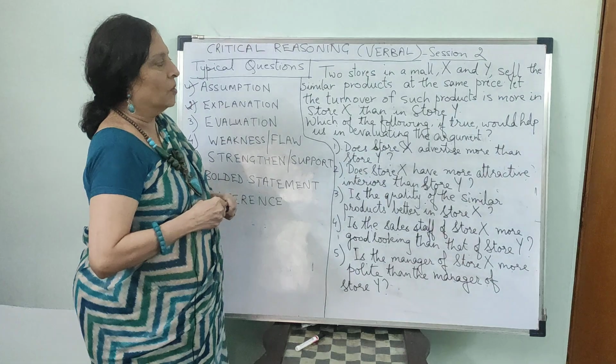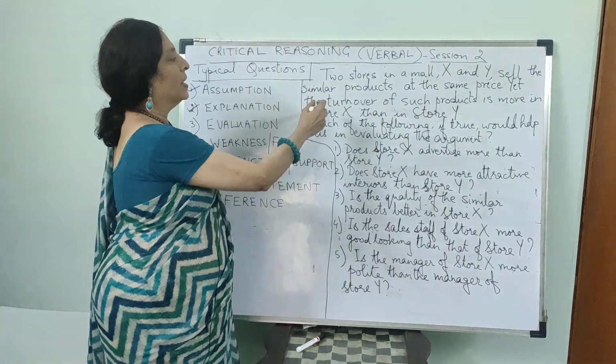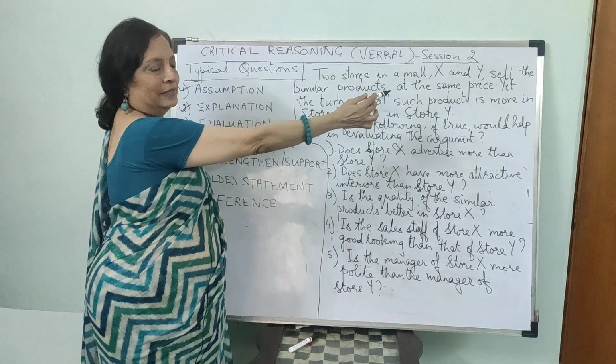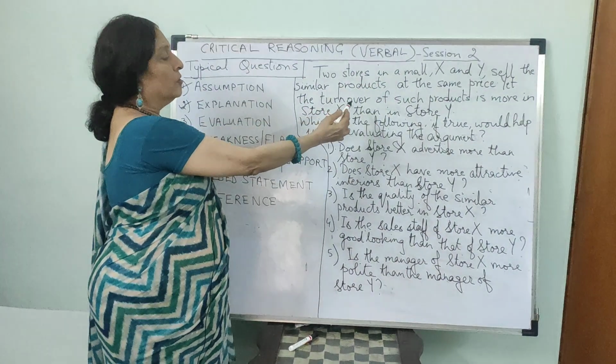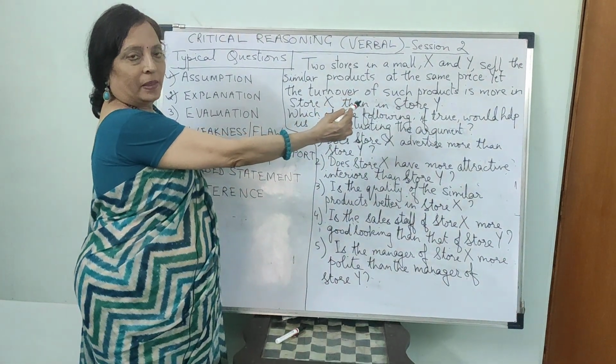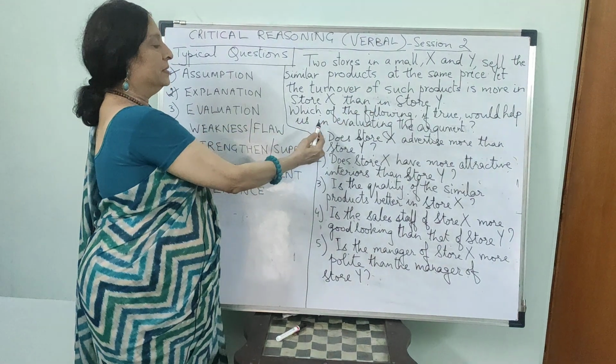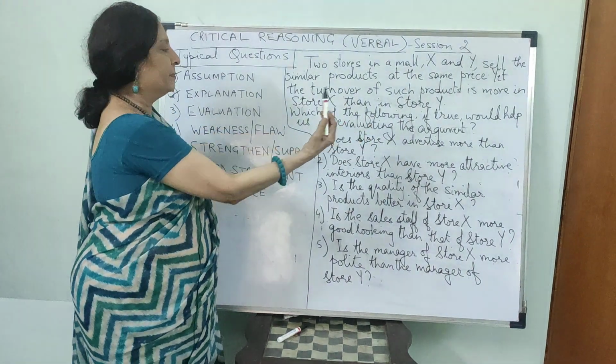Two stores in a mall, X and Y, sell similar products at the same price. Yet the turnover of such products is more in store X than in store Y. Which of the following, if true, would help us in evaluating this argument?